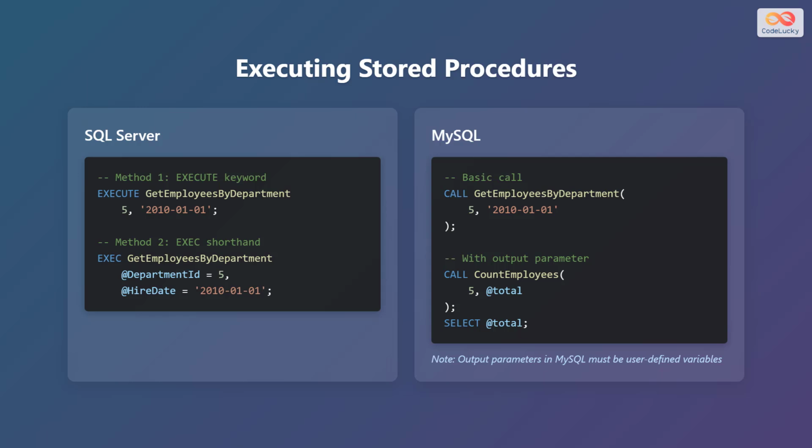In MySQL, to call a stored procedure, use the CALL keyword followed by the name of the procedure and the parameter values inside parentheses. When working with output parameters in MySQL, you need to use user-defined variables to capture the output. In short, output parameters in MySQL must be user-defined variables.